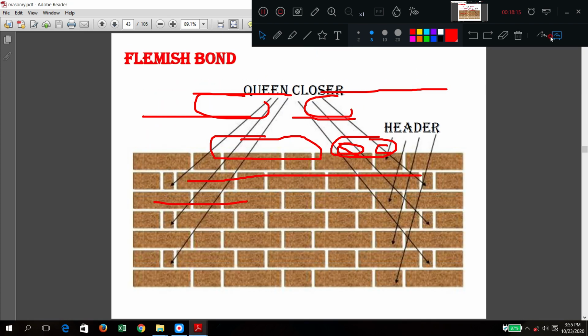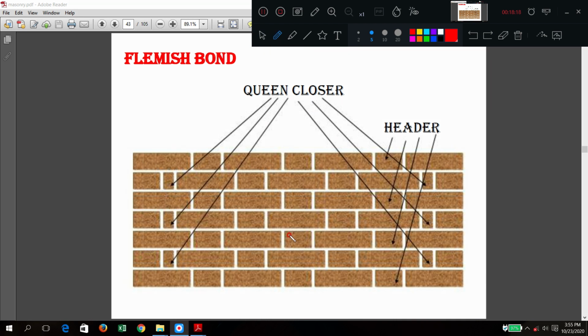Okay. Now if you see this diagram, every header is centrally placed over the stretcher, like this. If you see this one also, you can understand. Every header is centrally placed over stretcher. Here also like this. That was different in the previous English bond. Whenever two stretchers are there, you can have a header exactly above the joint. That was there for English bond. Do you remember this point?